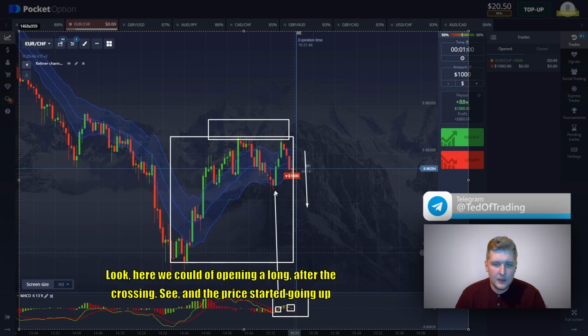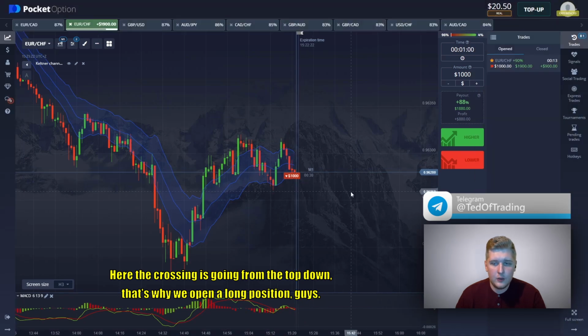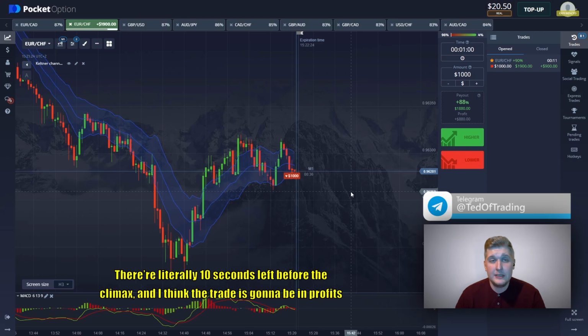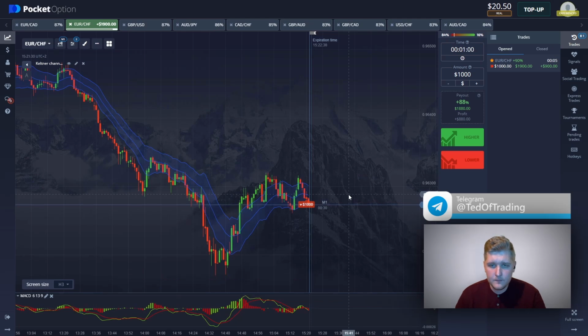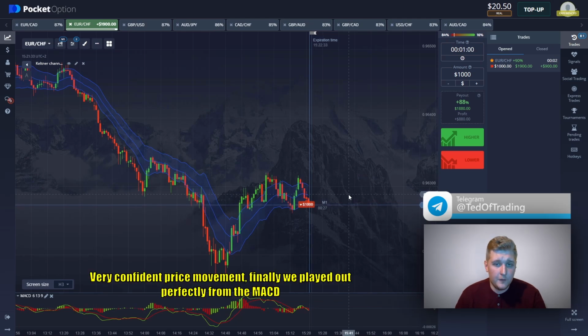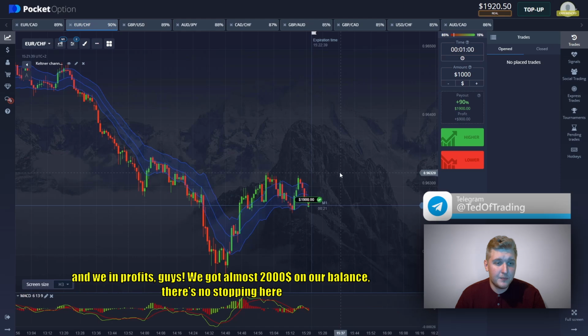Look, here we could have opened a long after the crossing, and the price started going up. Here the crossing is going top down, that's why we open a long position, guys. There are literally 10 seconds left before the climax, and I think the trade is going to be in profit. Very confident price movement. Finally, it played out perfectly from the MACD and we profited, guys.